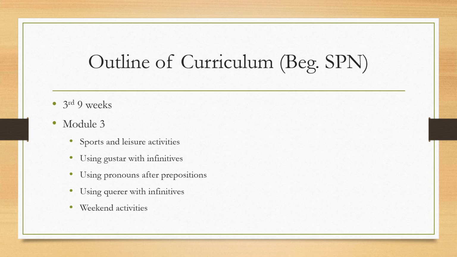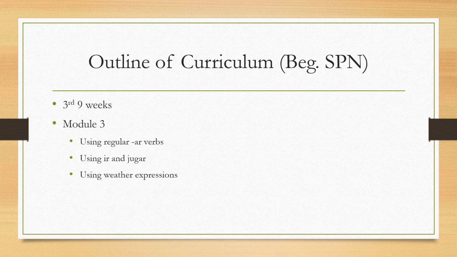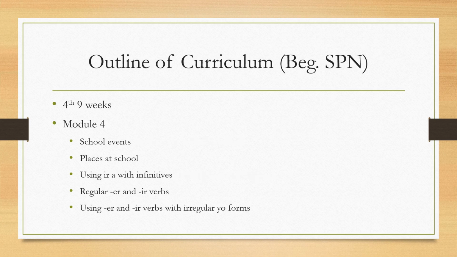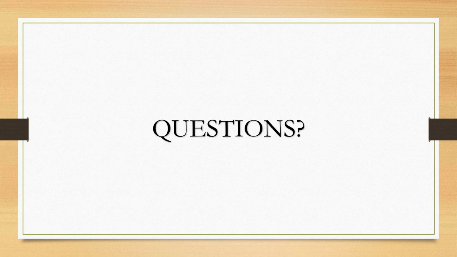Third 9 weeks, leisure activities. We're going to use the verb to like with infinitive verbs or verbs in their infinitive form, weekend activities, and regular verbs. Fourth 9 weeks, we're going to learn about school supplies, classes, using the verb venir with the time, which is the verb to come with time. School events, more regular verbs, er and ir verbs. And that is the curriculum for beginning Spanish.